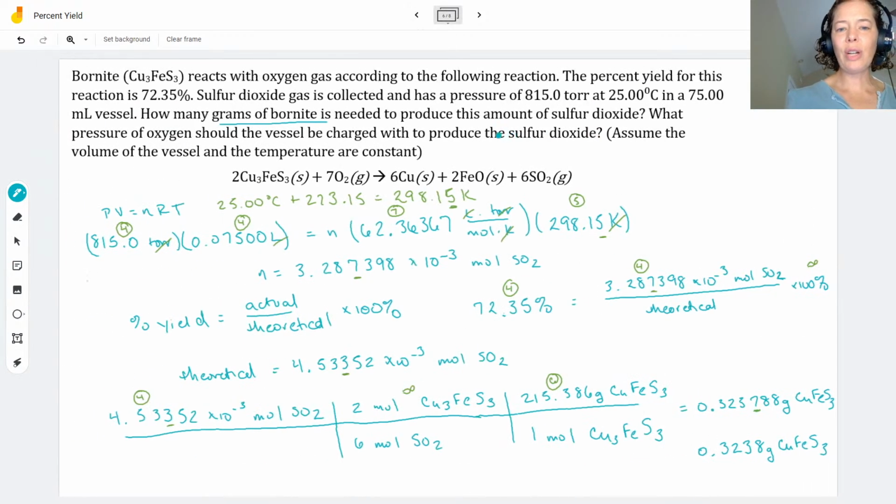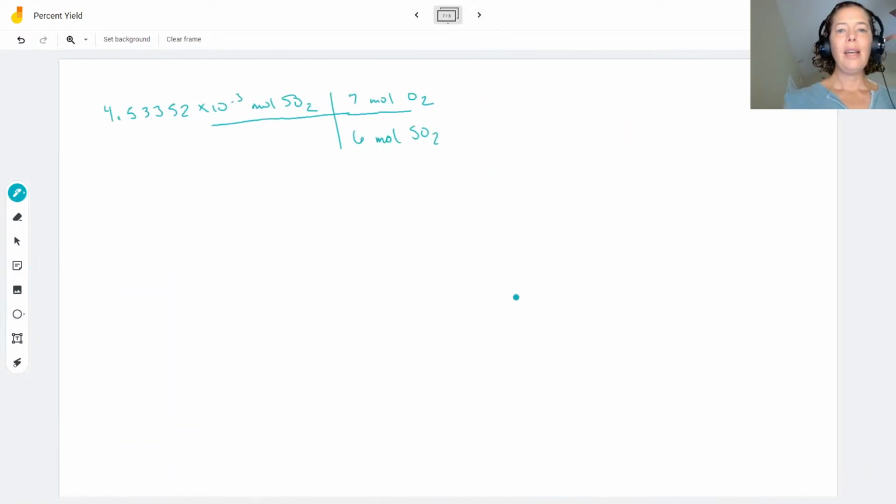So let's double check and make sure I got that mole ratio right. So there were 6 here, and yes, there's 7 there. Because we're going into ideal gas law, we're just going to stay in moles. So there's no converting to grams, there's no converting to milliliters. We're just staying straight in moles.